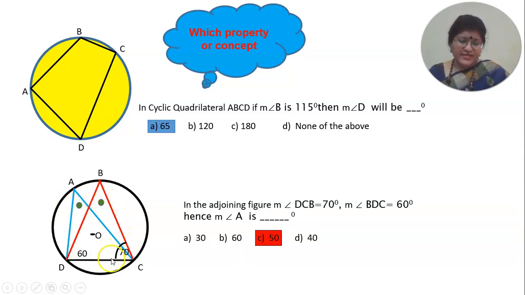Now, if this angle is 70 and this is 60, let us look at triangle DBC, the triangle in red. 60 plus 70 is 130. 130 plus 50 will give you 180. So the sum of the three angles of this triangle total is 180. We got this as 50. If angle B is 50, what will be angle A? Angle A will also be 50 because they are the two angles lying on the same segment of the circle.